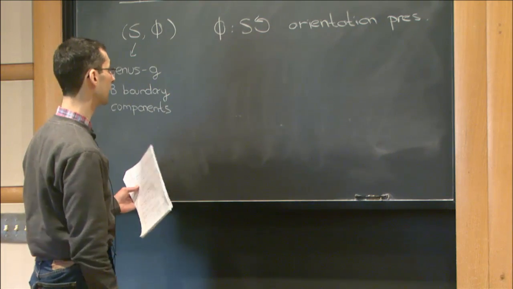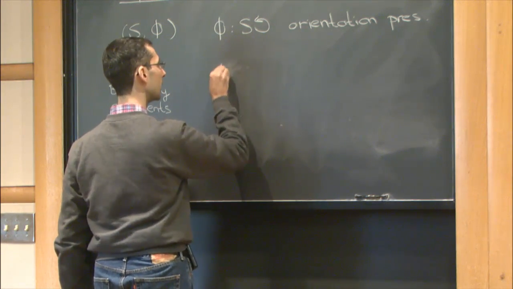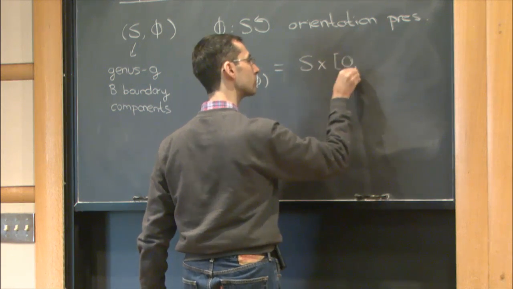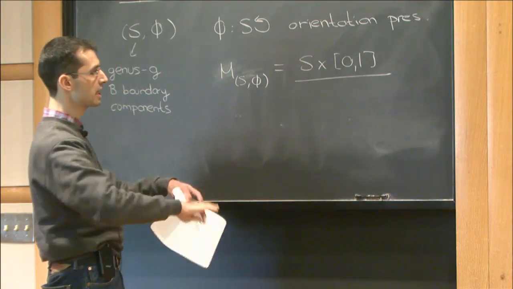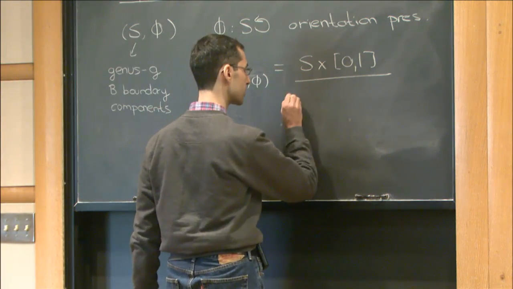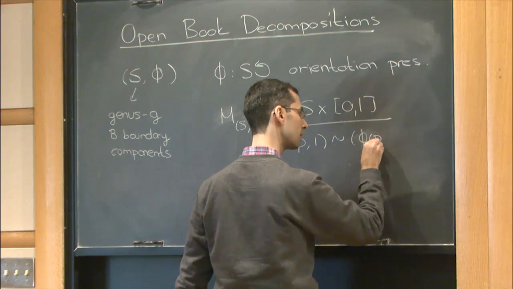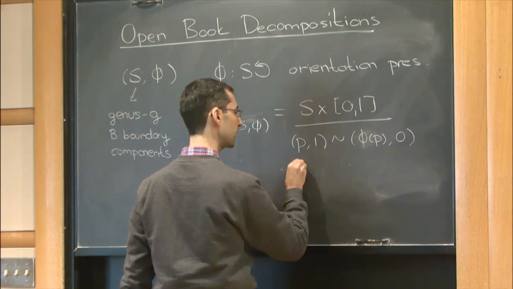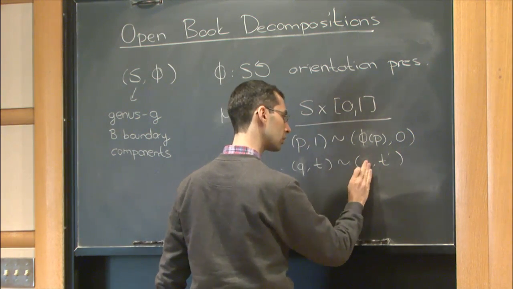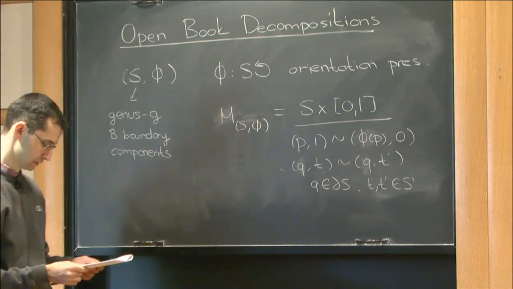And so you can construct a three-manifold out of the open book decomposition, M_{S,φ}, which is equal to S × [0,1], and then you mod out by relations. You just take the cross product with the interval and then glue the two sides. And then you also contract the boundary torus into a circle. That's what you do. So let me just write that. (p,1) is identified with (φ(p),0), and also (q,t) is identified with (q,t′), with q in the boundary and t, t′ in S¹.